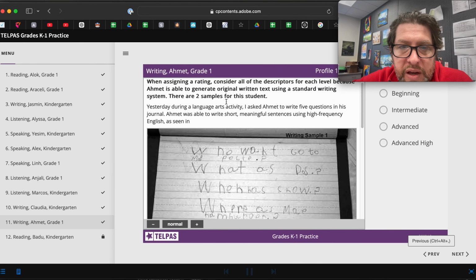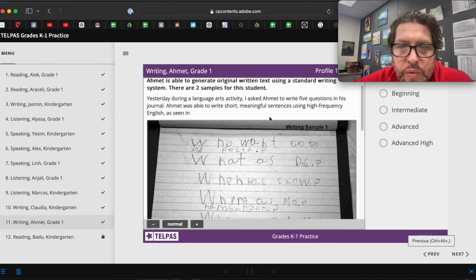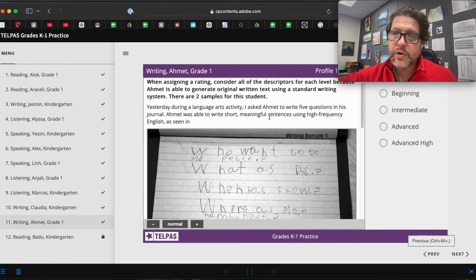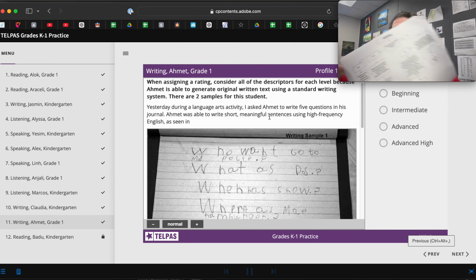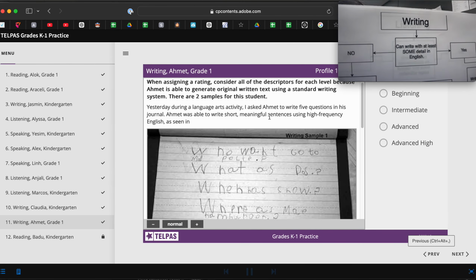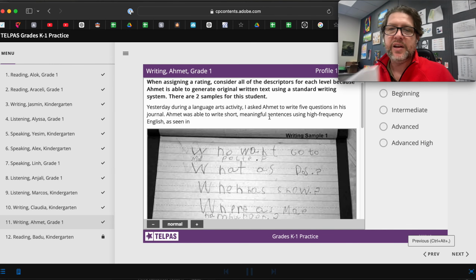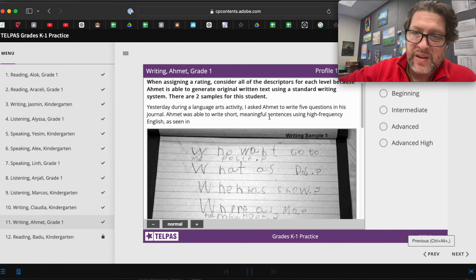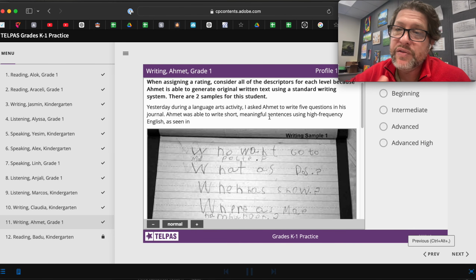All right, yesterday during language arts activity, I asked Ahmet to write 5 questions in his journal. Ahmet was able to write short, meaningful sentences using high-frequency English. Okay, short, there's the key word, meaningful with high-frequency English. So did it say that he's able to give detail? Because here's our writing flow chart. Can write with at least some detail in English. Is he writing with detail? Not really. He's writing with short, meaningful sentences. So we've already got a big clue here.